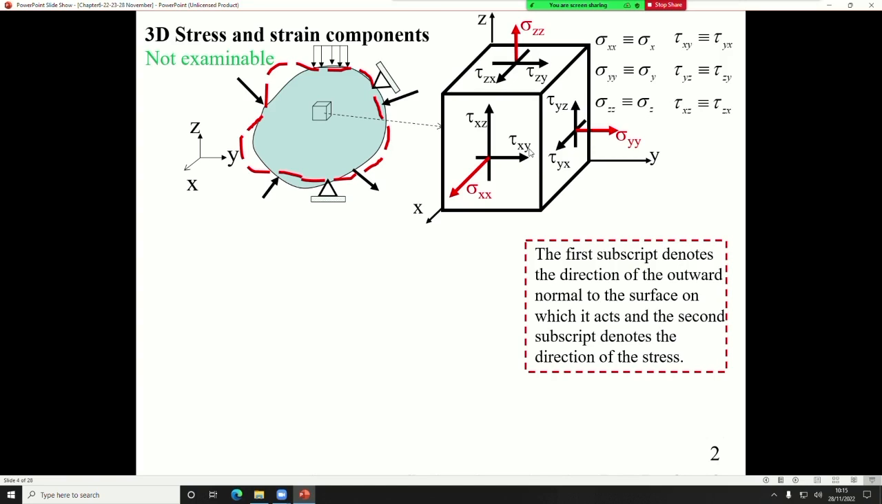So what does this tell us? It means at a point in a loaded component, we have 9 stress components, but only 6 of them are independent. So at a point, we have 6 stress components. Well, what does this mean? It means the stress is not a vector quantity.